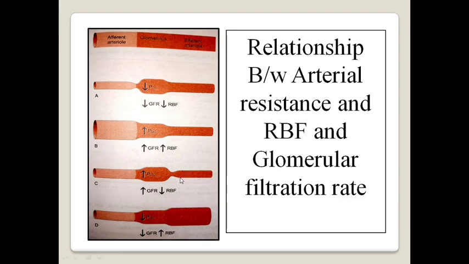Likewise, if we constrict the exit point of this loop, what will happen? The blood here feels more pressure, and the hydrostatic pressure will increase and push more and more filtrate out of the glomeruli. So GFR will increase. So after constriction of the efferent arteriole, renal blood flow is decreasing, but hydrostatic pressure is increased. Because of that, GFR is increased. This relationship is very important. You have to focus on it and understand it very well.